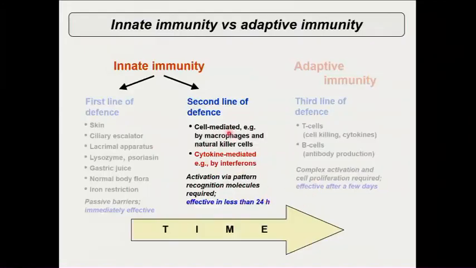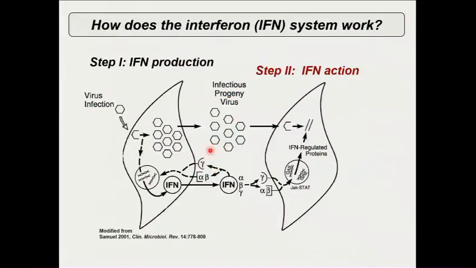Okay, so here we have the cytokine-mediated immune response as well. And here is a rough depiction of how this works. So we have two cells here. So this is the nucleus of this cell, this is the nucleus of this cell. The nuclei are important here. What we have here is a virus.